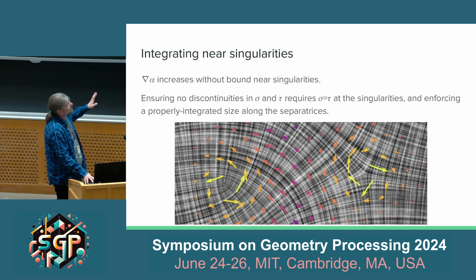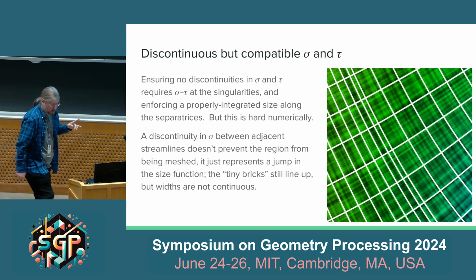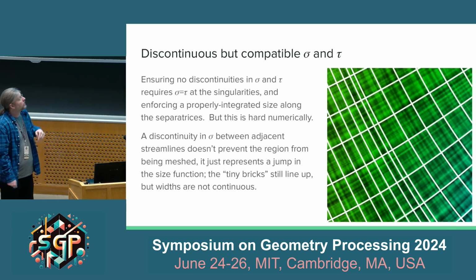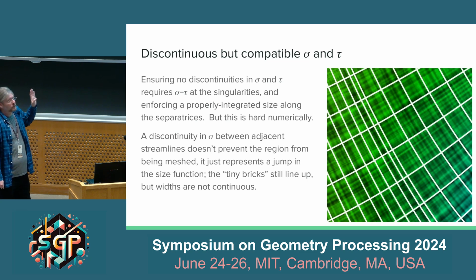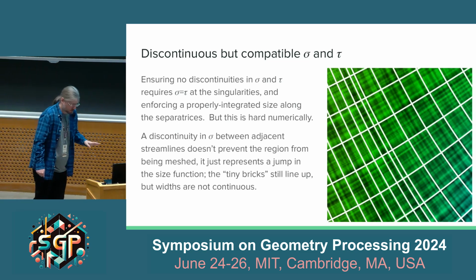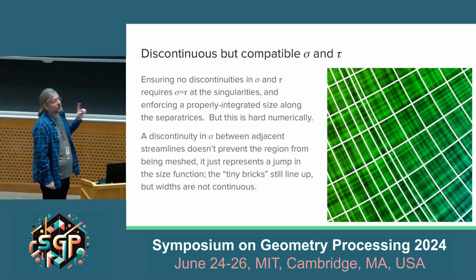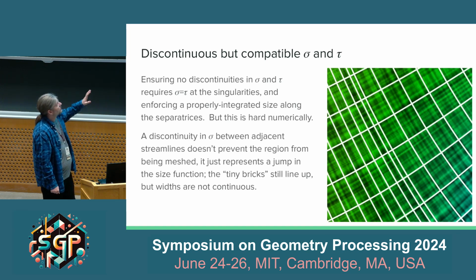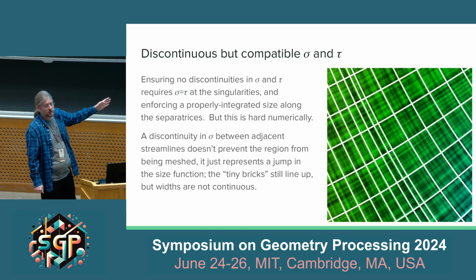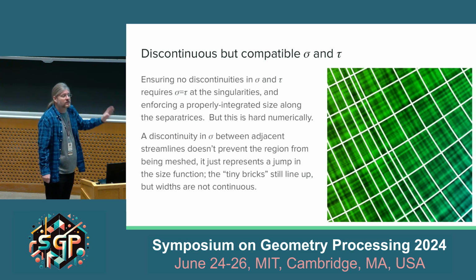So for now, we don't actually use the separatrices when trying to compute sigma and tau. And unfortunately, that means that the optimization we're doing no longer gives you a smooth sigma and tau over the region. So we know it's possible to have a smooth sigma and tau. We're just not getting one yet. And the sacrifice we make is not that the region is no longer meshable. It's just that the size function is discontinuous.